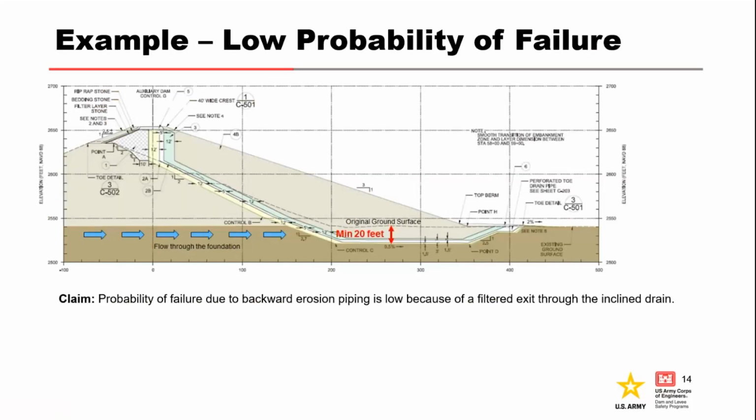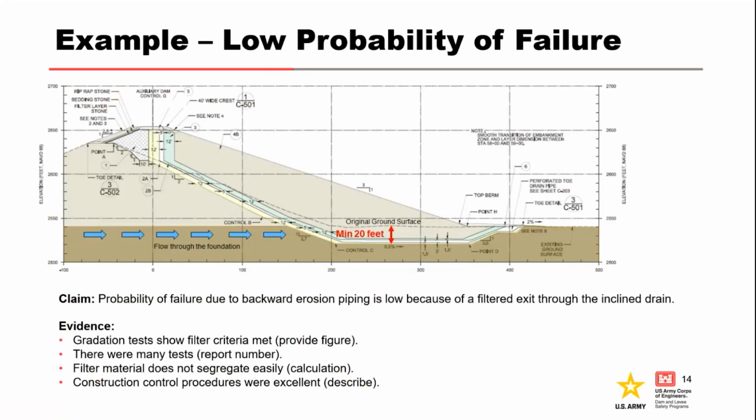So here's an example of a low probability of failure description. Probability of failure due to BEP is low because of a filtered exit through the incline drain. So we've got a filtered exit here, and the likelihood of BEP is pretty low at that point.